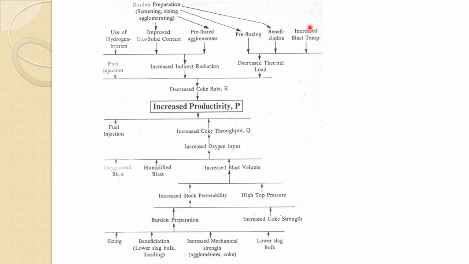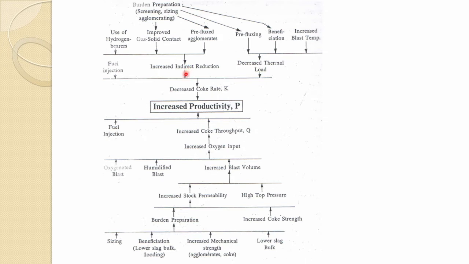Also, if you increase the blast temperature, that will also lead to a decrease in coke rate. Most of these factors we have discussed before. Now, we are talking in terms of how they will affect the productivity. Fuel injection, of course, is again a substitution of fuel, so it will reduce the coke rate.